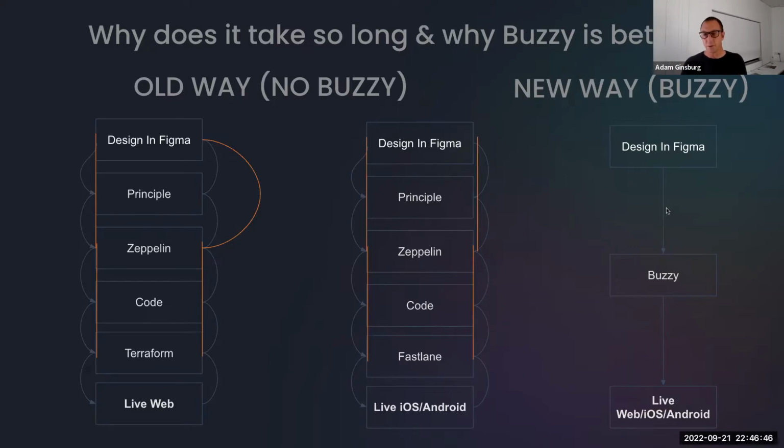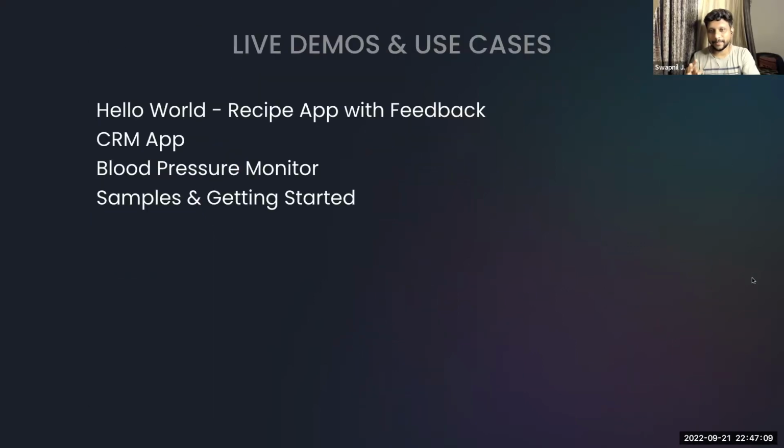So the new way is you just design it in Figma. You mark your design up, you publish it in Buzzy, and it's live on both the web and the native applications, iOS and Android. And you can iterate that really quickly. So if you want to make changes, you make it in Figma, click publish, it's live literally seconds later. So it's a 3-step process, right? We are saving tons of time over here.